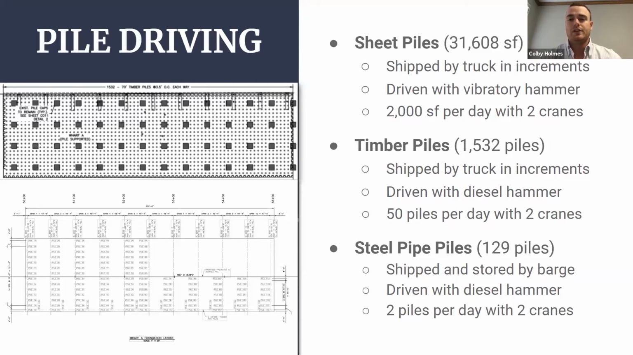Each of these will be using a diesel hammer instead of a vibratory hammer. These are a lot bigger piles. We'll have these timber piles shipped in by truck as well, and they'll be shipped in while pile driving is happening. There's 1,532 of these piles. That's a lot of room to take up on land. We're trying to make sure we keep the job site as clean as possible because we don't have a whole lot of area to work with.